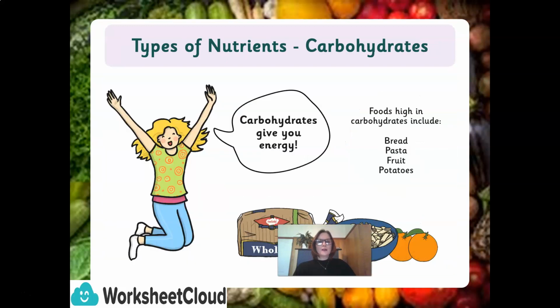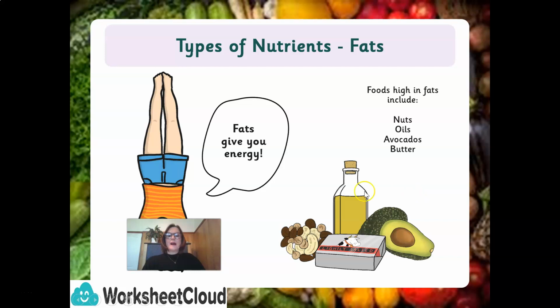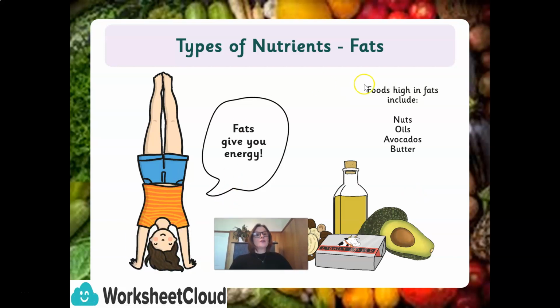Now, let's take a look at carbohydrates. Carbohydrates give you energy. Foods high in carbohydrates include bread, pasta, fruit, and potatoes. Now, as you know, fats give you energy. So, foods high in fat include nuts, oil, avo, and butter. Okay, so fats also have some good foods.